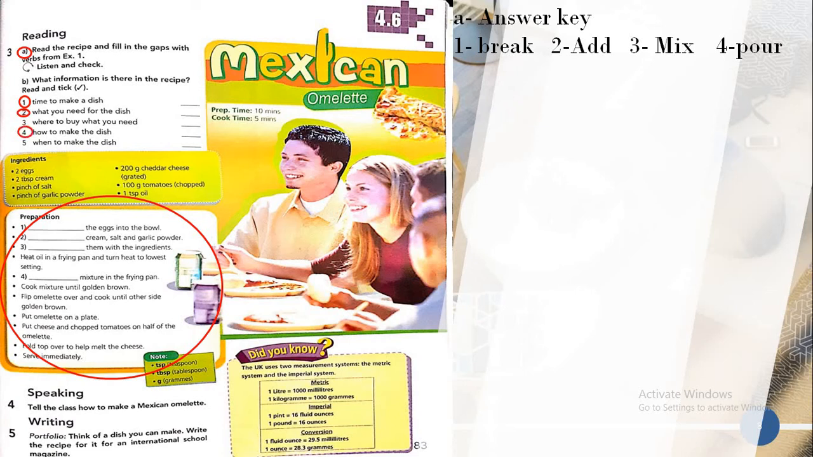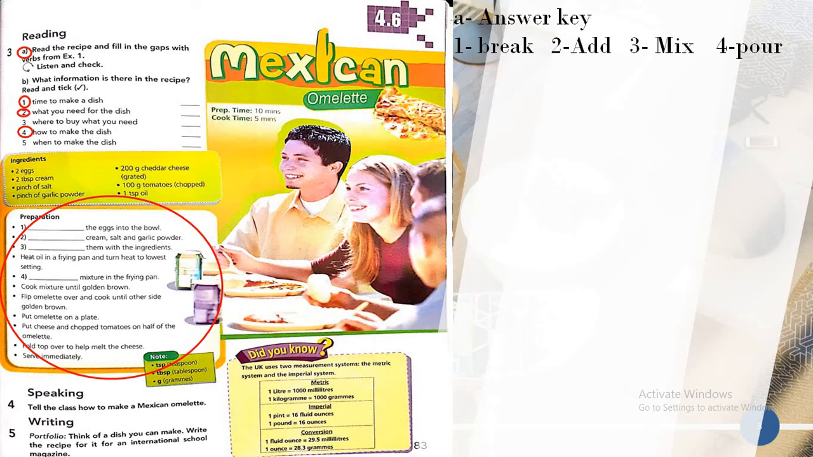Okay, how to make the dish? Yes, they mentioned the way how they should make the dish. 5, when to make the dish? No. Okay, they didn't mention when to make the dish. Okay, please make sure to tick sentence 1, 2, and 3.